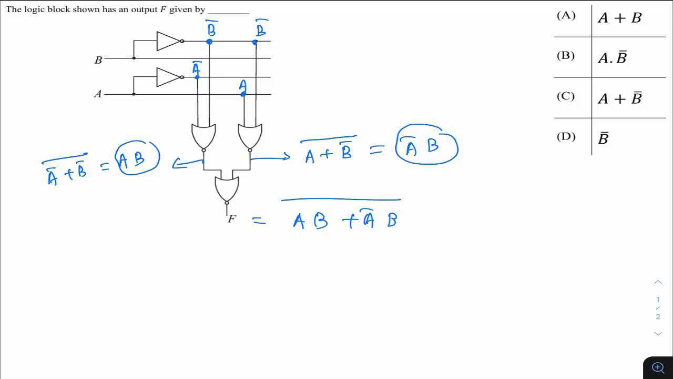If I take B as common, this is your (A plus A bar). So this is basically B bar, because A plus A bar is 1, and 1 with B is B, and over this it is basically B complement. So if you see, this is given in option D. So D is the right answer for this question.